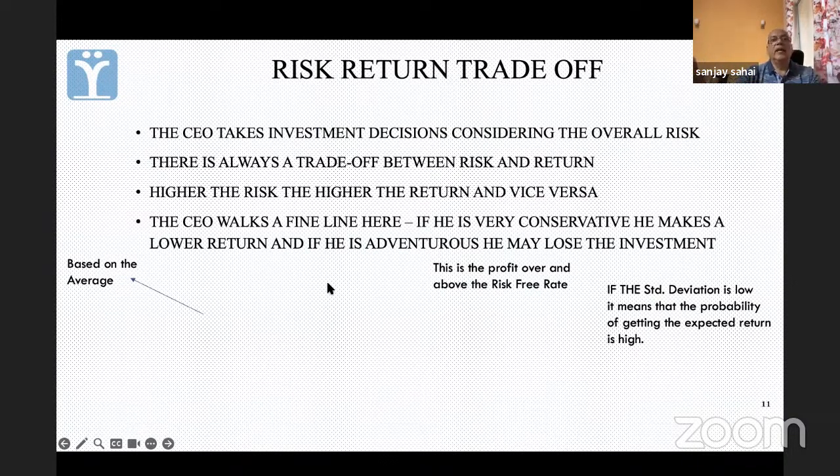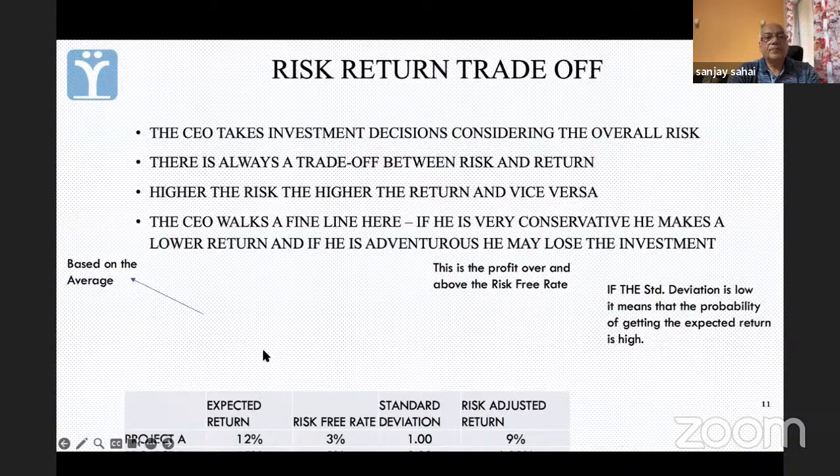बहुत पतली सी टाइट रोप वॉक है सीईओ के लिए कि हम क्या करें. इफ ही इज वेरी कंजर्वेटिव, पैसे नहीं लगाता है, रिस्की प्रोजेक्ट्स वो नहीं लेता है, देन द रिटर्न इज वेरी लो. एंड इफ ही इज एडवेंचरस, अगर वो डिलेर होता है, बढ़ जाता है और रिस्की प्रोजेक्ट्स लेता है, then there is a chance that he may lose the investment. And the good CEO is one who is able to do this year after year. Every year, he has to be able to take decisions like this.